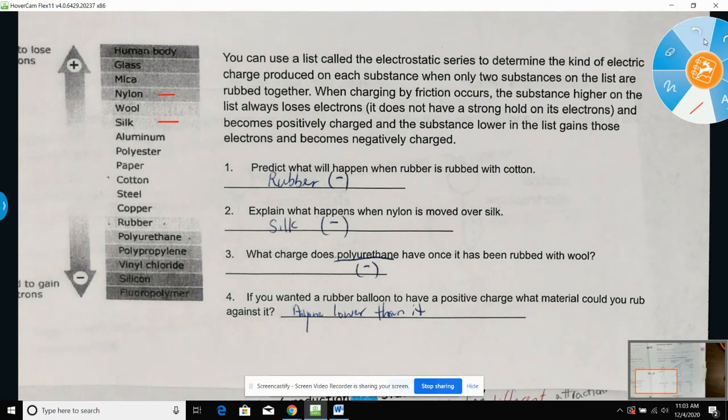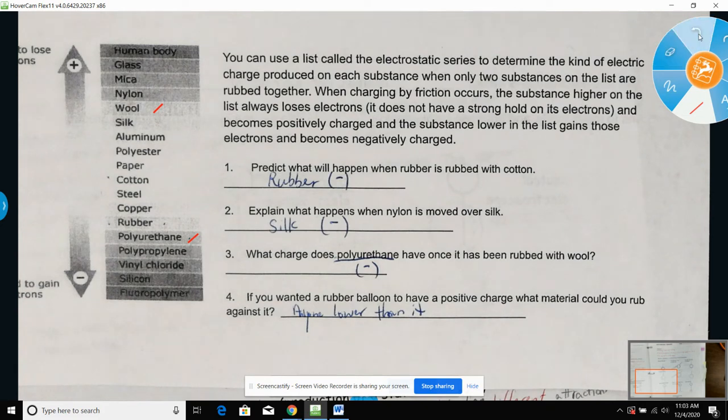What charge does the polyurethane have if it is rubbed against wool? So polyurethane here, wool here. Big difference. Lower on the list, stronger hold on the electrons. It's going to take some of those from the wool.